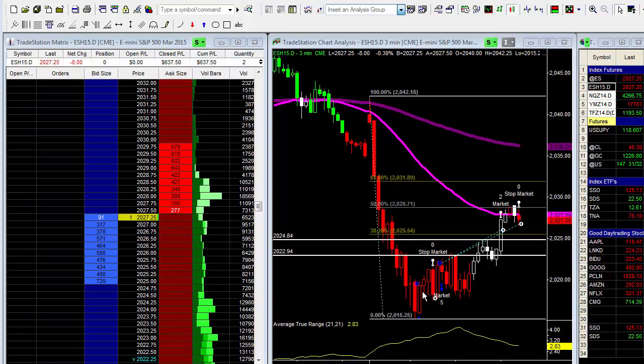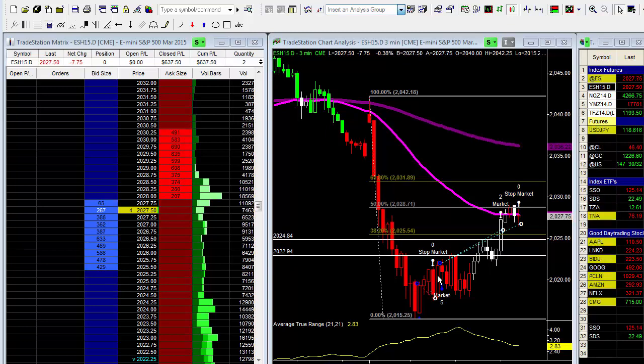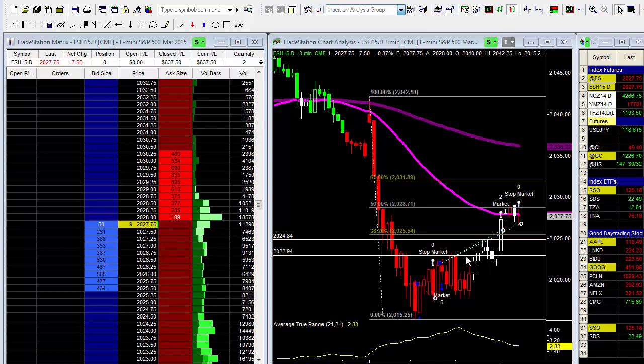So not a bad day. Again, I think it's a good lesson that we took a small loss here, and then we got back in because my conviction was that the market was moving higher into a resistance area right in here. And so it was a good trade. So hopefully you can learn from it.